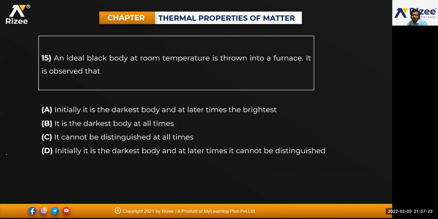Next one. Anyone, this one, beta? An ideal black body at room temperature is thrown into the furnace. It is observed that initially it is the darkest body and at later times the brightest. It is the darkest body at all times. It cannot be distinguished at all times. Initially it is the darkest body and at later times it cannot be distinguished. Can anyone tell me this one, beta?